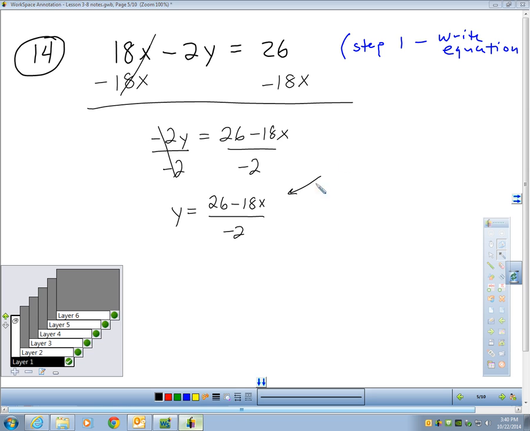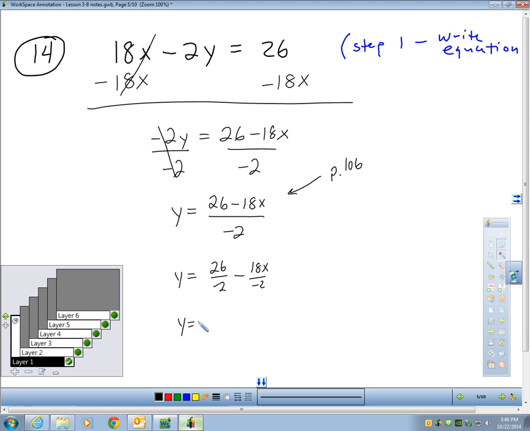But remember, this goes back to last chapter, lesson 2.6. If you want to just quickly go back to the page number, I'm going to pause here so I can get the page number. Lesson 2.6, page number 106. Let me just write that in. We worked on simplifying these on that page. And you might remember I said write these out as separate fractions. Let's do that. I got 26 over negative 2 minus 18x over negative 2.